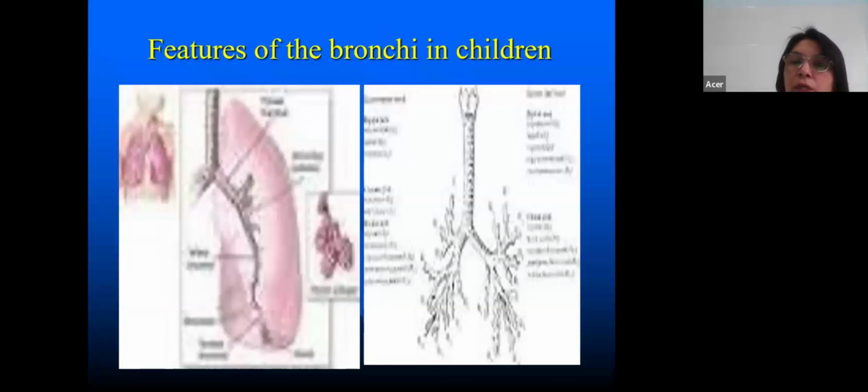On this picture, you can see two large bronchi and the right bronchus, the continuation of the trachea. So, foreign bodies pass more easily to the right bronchus, and to the right lung.